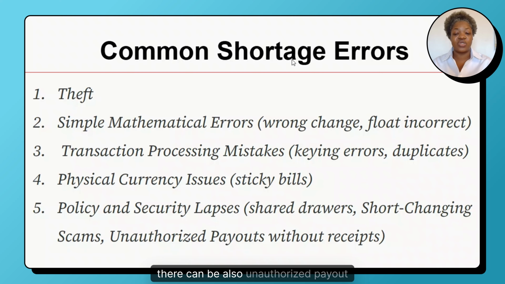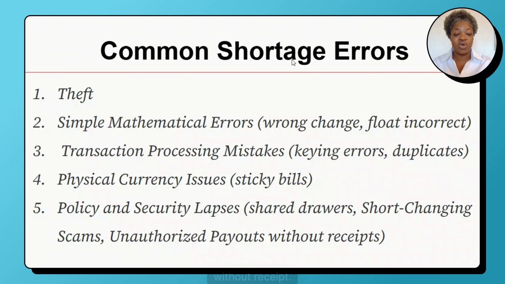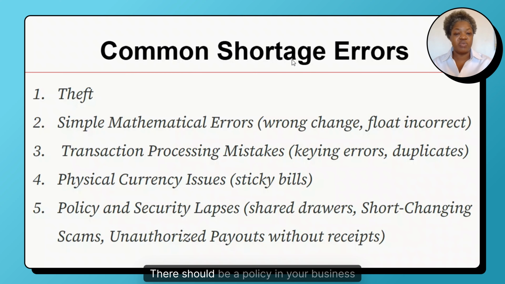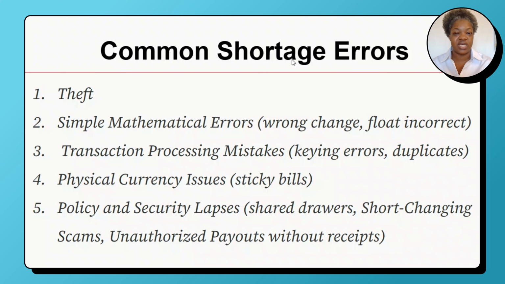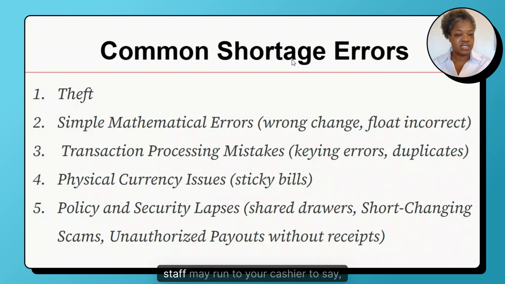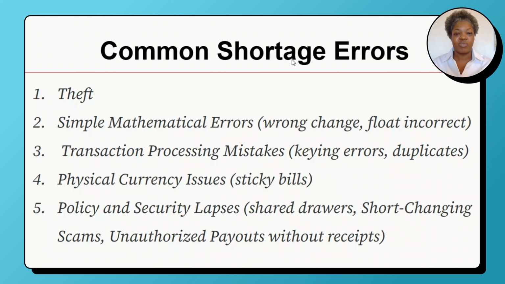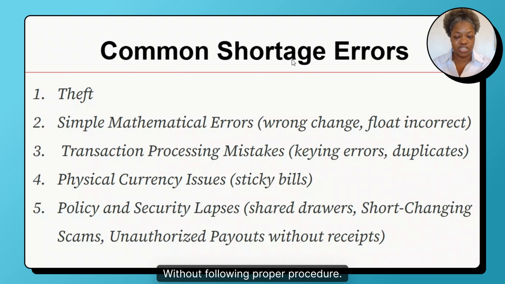There can also be unauthorized payout without receipt. There should be a policy in your business that states that no money should be given without a petty cash voucher. Now, a staff member may run to your cashier to say, "Give me $2,000. I need to go purchase something." Without following proper procedure, the cashier gives the money to this employee. The employee goes but does not return with a receipt.